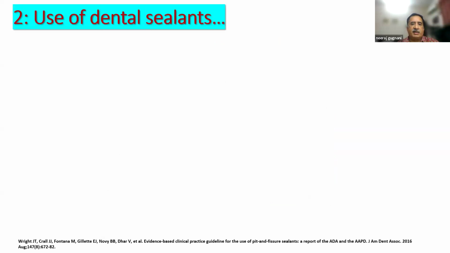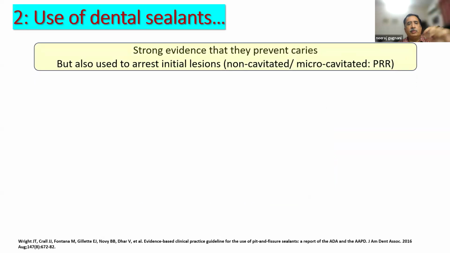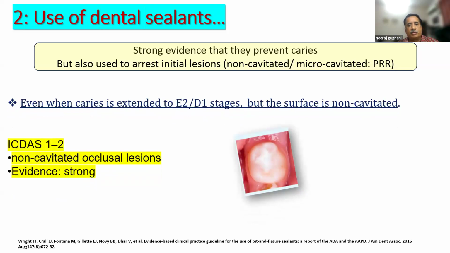Now, second strategy is use of dental sealants. As we all know, the dental sealants are primarily used to prevent caries, but they are also used to arrest caries. So any time when you see an occlusal surface which you feel is cavitated or is not cavitated from the surface, but the X-ray shows radiolucency, or there is a microcavitation, we can use dental sealants. So even when the X-ray shows that the caries is extending to the E2, that means the deeper enamel, or even the outer dentine stages, but the surface is not cavitated, it is recommended to use a dental sealant.